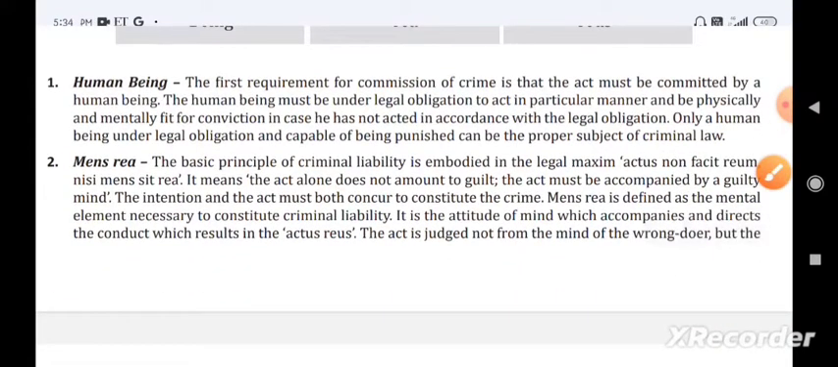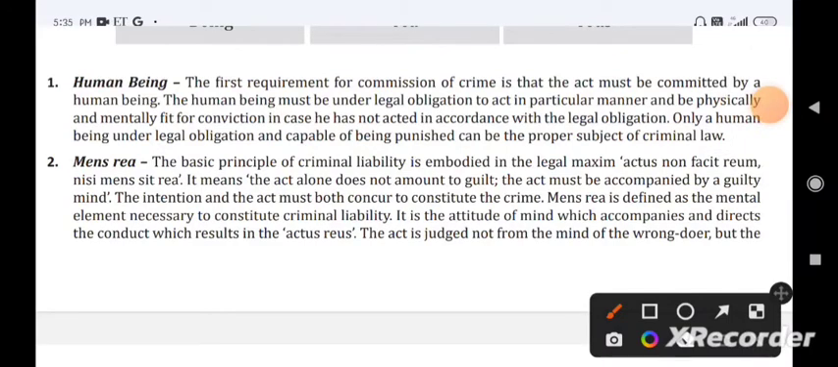Mens rea: the act alone does not amount to guilt. The act must be accompanied by a guilty mind. Mens rea is defined as the mental element necessary to constitute criminal liability. Actus non facit reum nisi mens sit rea: the act alone does not amount to guilt.